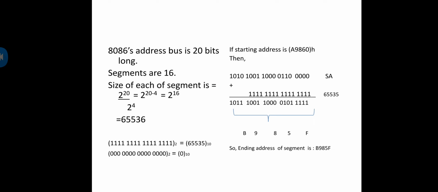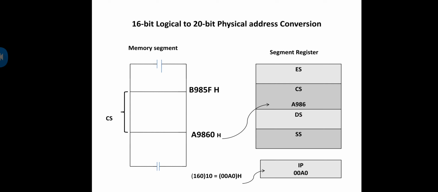Let the starting address of the code segment be A9860. Now, in order to obtain the ending address, we must add 65,535 in decimal to it. After adding 65,535 to the starting address, we get B985F. So here the starting and ending addresses of the code segment are shown.